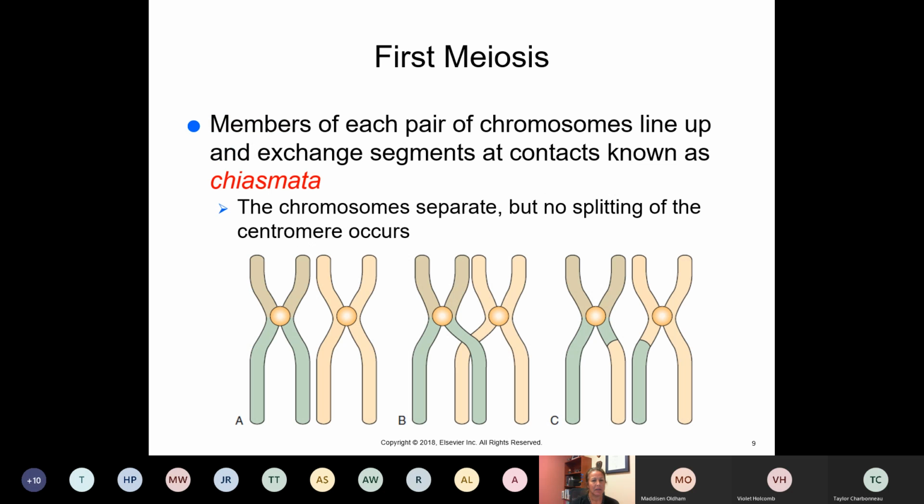The first meiosis, because we go through two meiosis cycles. During the first meiosis, members of each pair of those chromosomes will line up and exchange segments at their contacts. If you look at these little guys, it looks like they're wrapping their legs around each other. So you've got one set of chromosomes and they buddy up next to another set of chromosomes, and they wrap their legs around one another and exchange those segments. That exchange, those contacts, are known as chiasmata, and that's just where those segments switch.